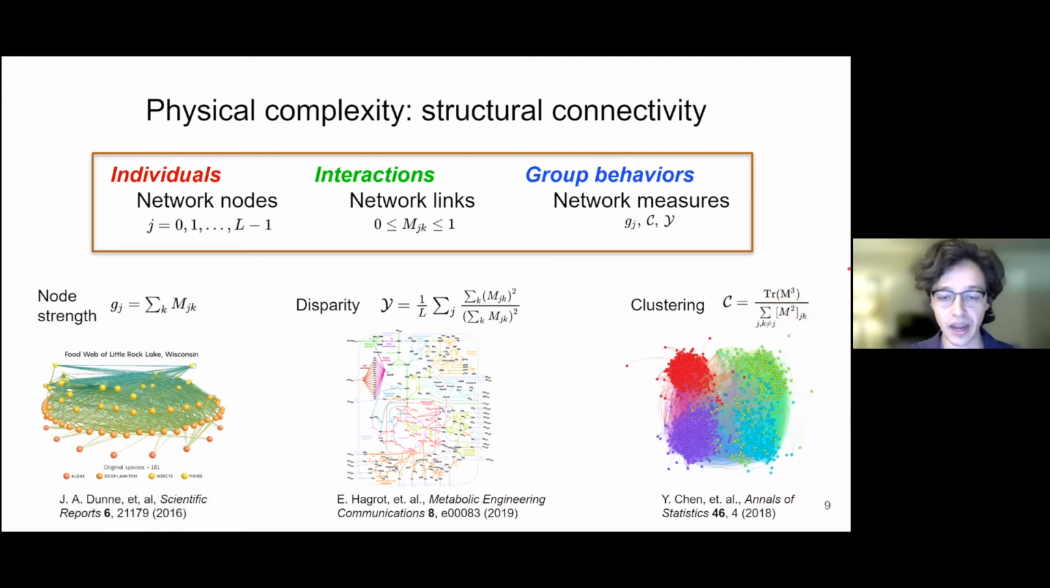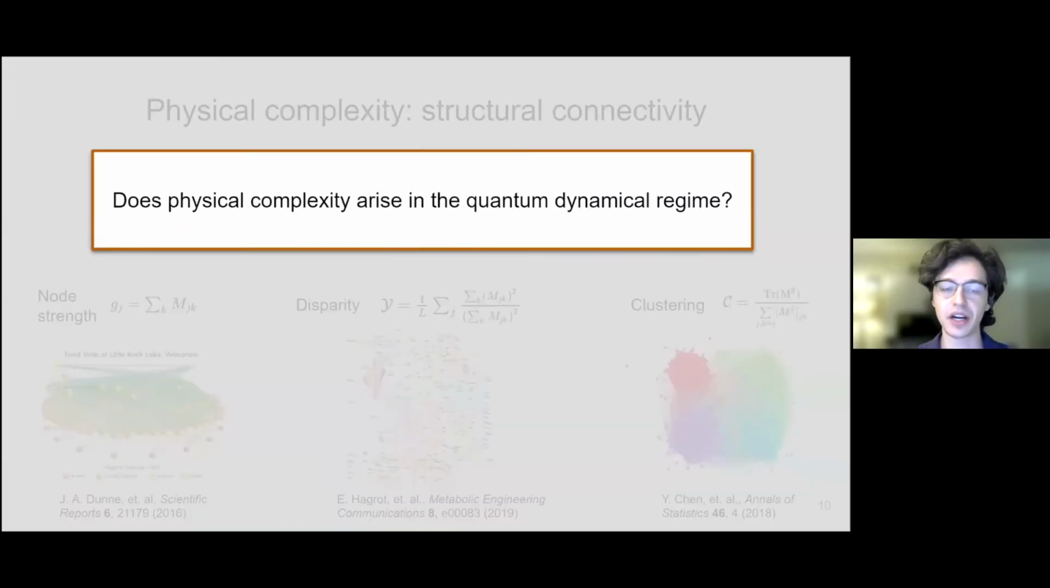And so with this understanding of physical complexity that I've laid out here, but realizing, of course, I'm at this quantum information seminar, we're led to our motivating question today. And that is a very broad question and a very difficult one to answer. Does physical complexity arise in the quantum dynamical regime? We'll look at a few systems that tentatively answer yes to this question.